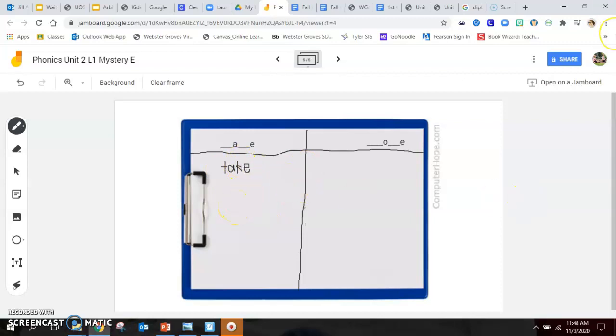And what I'm going to do is I'm going to hold on to my clipboard, my virtual clipboard that I have here. You're going to hold on to your piece of paper or your Post-it note. And for the rest of the week, while you're reading and writing, I want you to collect all the evidence you can that supports our ideas about long A and a silent E at the end and long O and a silent E at the end.